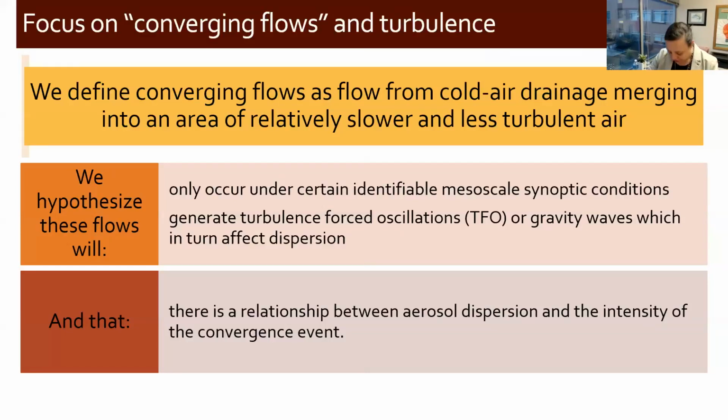Before that, I've used this term a couple of times, converging flows, and I wanted to define it a little bit more specifically. For the work I'm presenting here, I define converging flows as flow from cold air drainage merging into an area of relatively slower and less turbulent air. And we think there are conditions that can be identified at the mesoscale level of when these converging flows might happen.